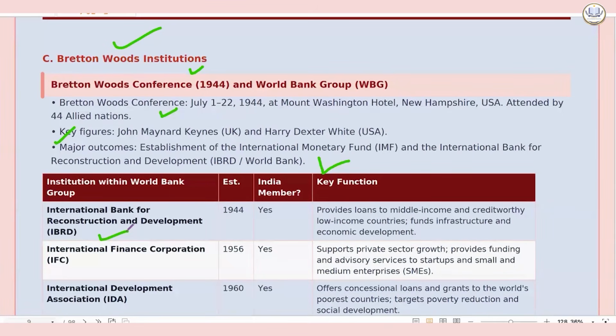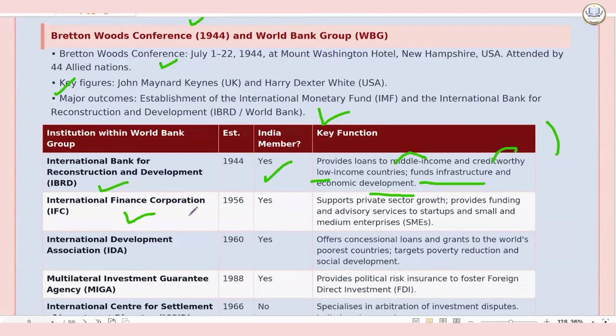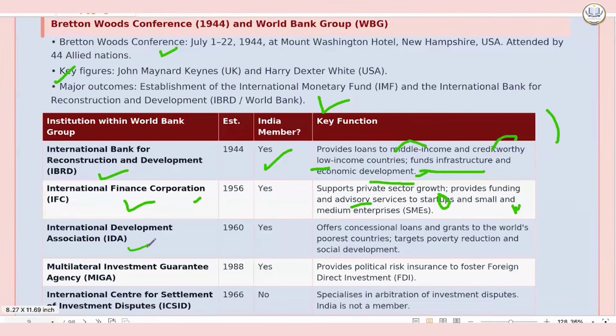The International Bank for Reconstruction and Development was established in 1944. India is a member. It provides loans to middle-income and credit-worthy low-income countries, and funds infrastructure and economic development. Then we have the International Finance Corporation, established in 1956. India is a member. It supports private sector growth. Okay, that is the difference. It provides funding and advisory services to startups and small and medium enterprises, MSMEs. Then we have IDA, the International Development Association. India is a member of it. It offers concessional loans and grants to the world's poorest countries, and targets poverty reduction and social development.